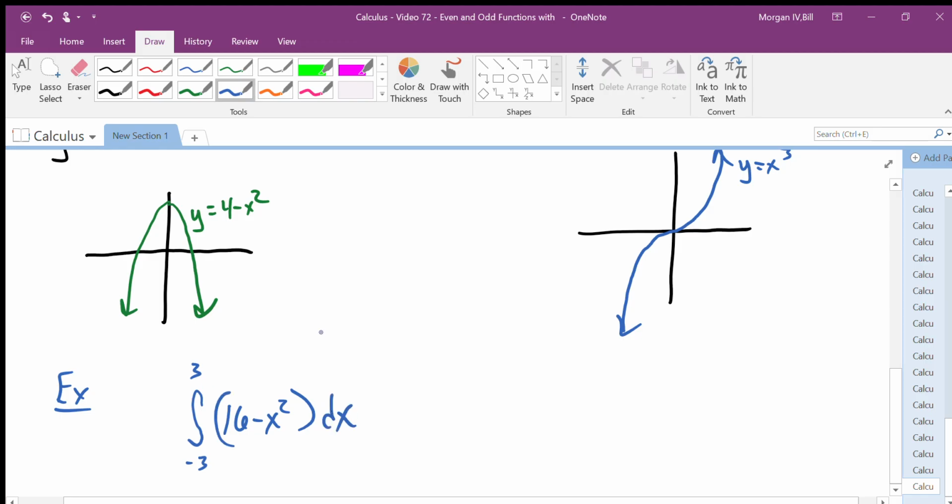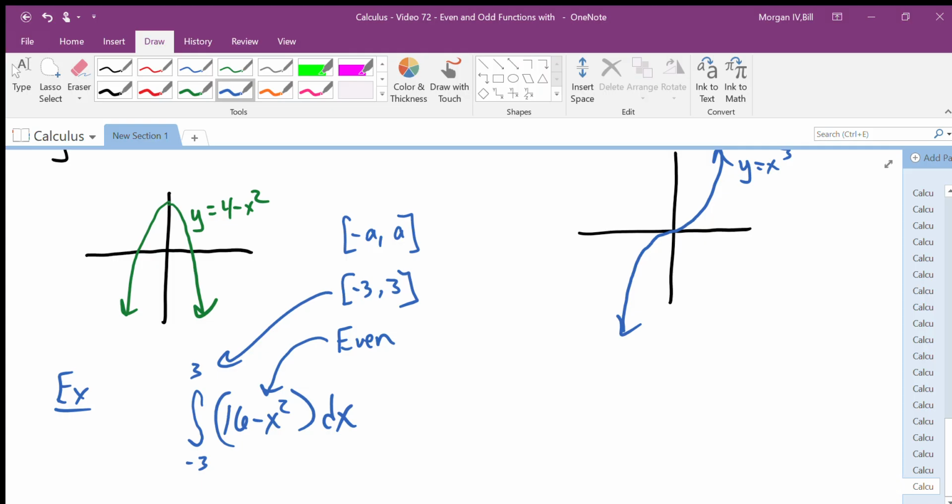So this 16 minus x squared, that is an even function. And the bounds here go from -3 to 3. And that part's important. We're going to only focus on bounds that go from like -a to +a, from the same number negative to the same number positive. And what we're thinking about here is this.